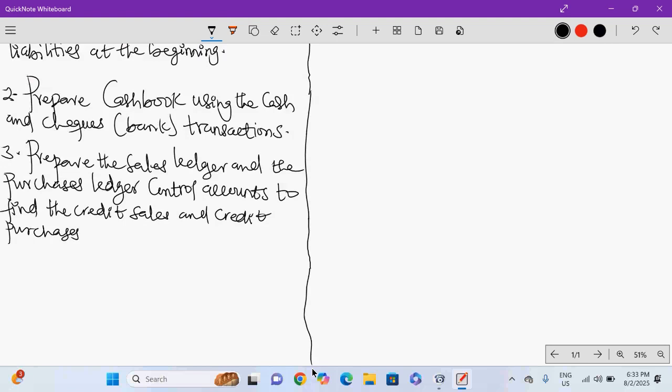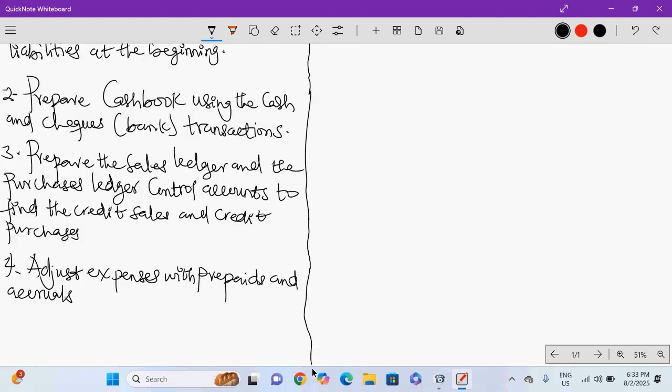Step 4. What is step 4 saying? Step 4 is saying to adjust expenses. You can see that is the same step as for the not-for-profit making organization. So adjust expenses with prepaids and accruals, expenses with prepaids and accruals only.